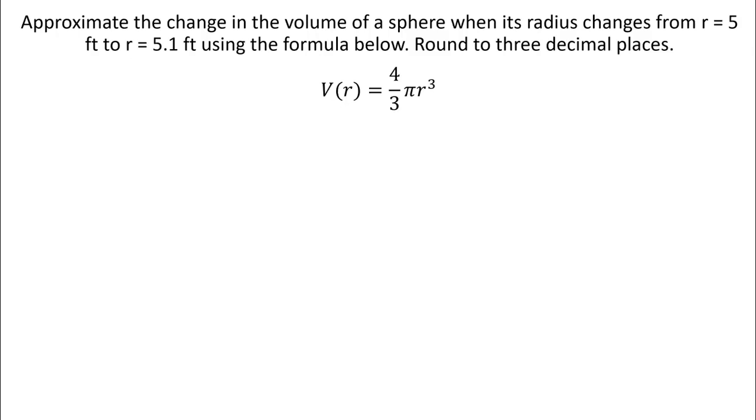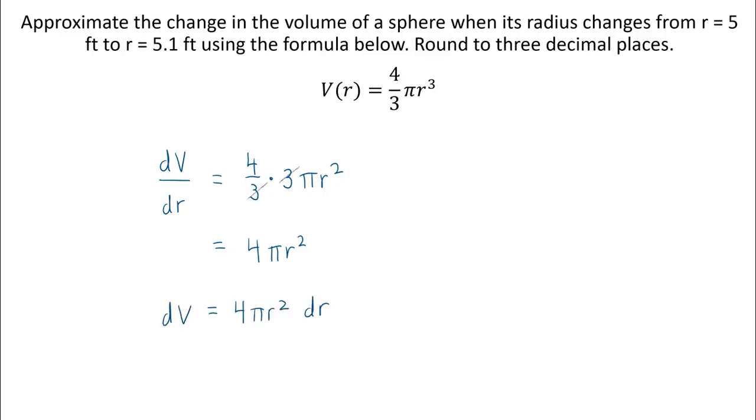Let's find the derivative with respect to the radius, because the derivative will tell us how we should expect to see the volume change as the radius changes. The derivative of the volume with respect to the radius is 4/3 times 3 pi r squared. Now let's simplify this. So the derivative is 4 pi r squared. And now, because we want to know how the volume changes as the radius changes from 5 feet to 5.1 feet, let's write this in differential form. And that gives us dV equals 4 pi r squared dr.